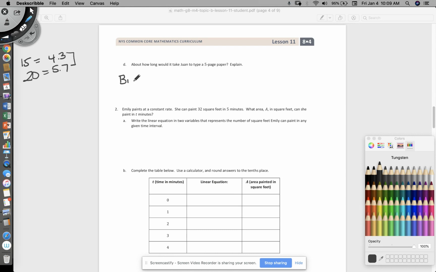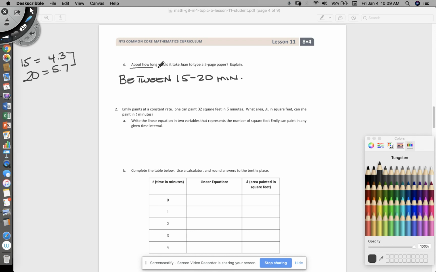So we're just going to say between 15 to 20 minutes. And the reason I'm not finding a complete answer is because it says about how long. So they kind of want you to guess. It doesn't have to be an exact number.